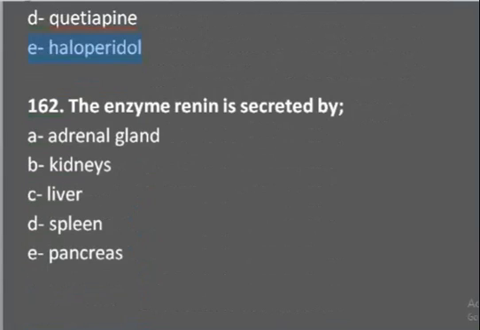Now coming to the second MCQ, the enzyme renin is secreted by. Options are given: adrenal gland, kidneys, liver, spleen, pancreas. So actually the enzyme renin is secreted by kidneys. So B is the correct option here.